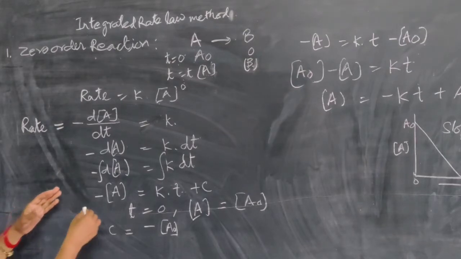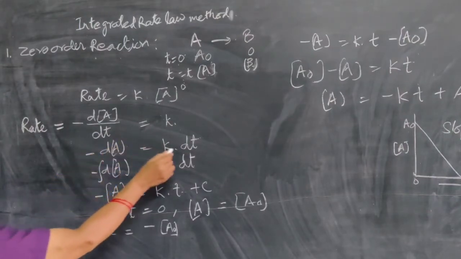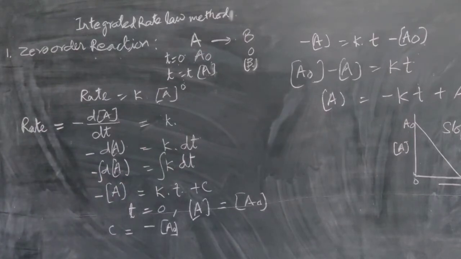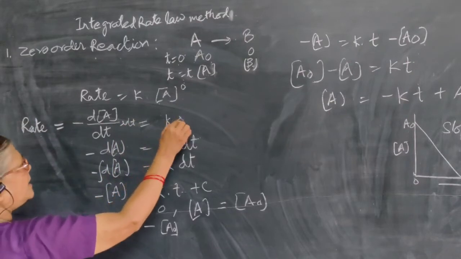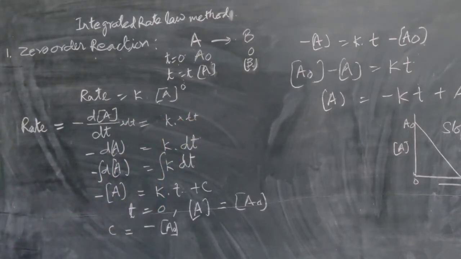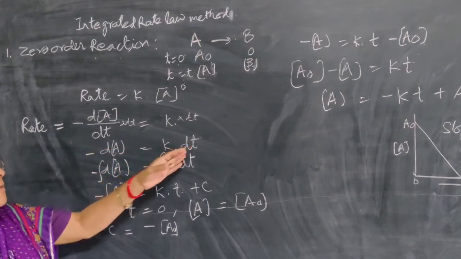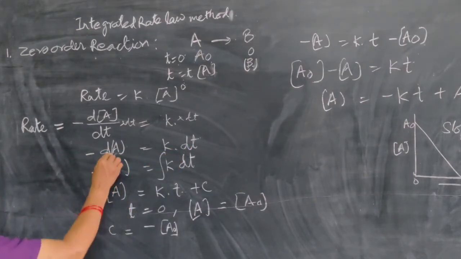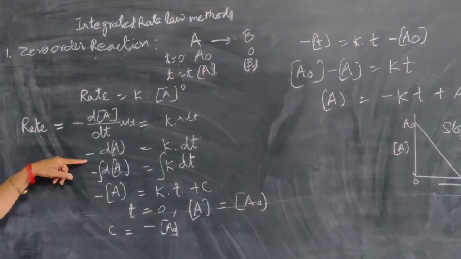Now you can multiply the equation by dt on both sides, so that the dt cancels on one side and comes to the other, or you can just transpose it. So minus dA is equal to k into dt, that is, we are separating the variables. Now you get one differential equation. Now we will integrate it.